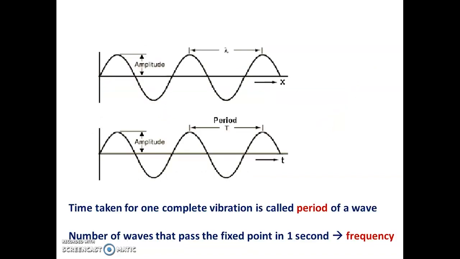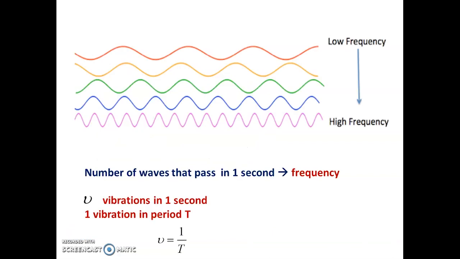However, if we are plotting this amplitude versus time, the distance between these two will give you the period. That is, the period of a wave is defined as the time for a particle on a medium to make one complete vibrational cycle. And the number of waves that pass a fixed point in 1 second is defined as the frequency of the wave. The higher the number of wave cycles in 1 second, the greater will be the frequency, as you can see in the figure, low frequency to high frequency.